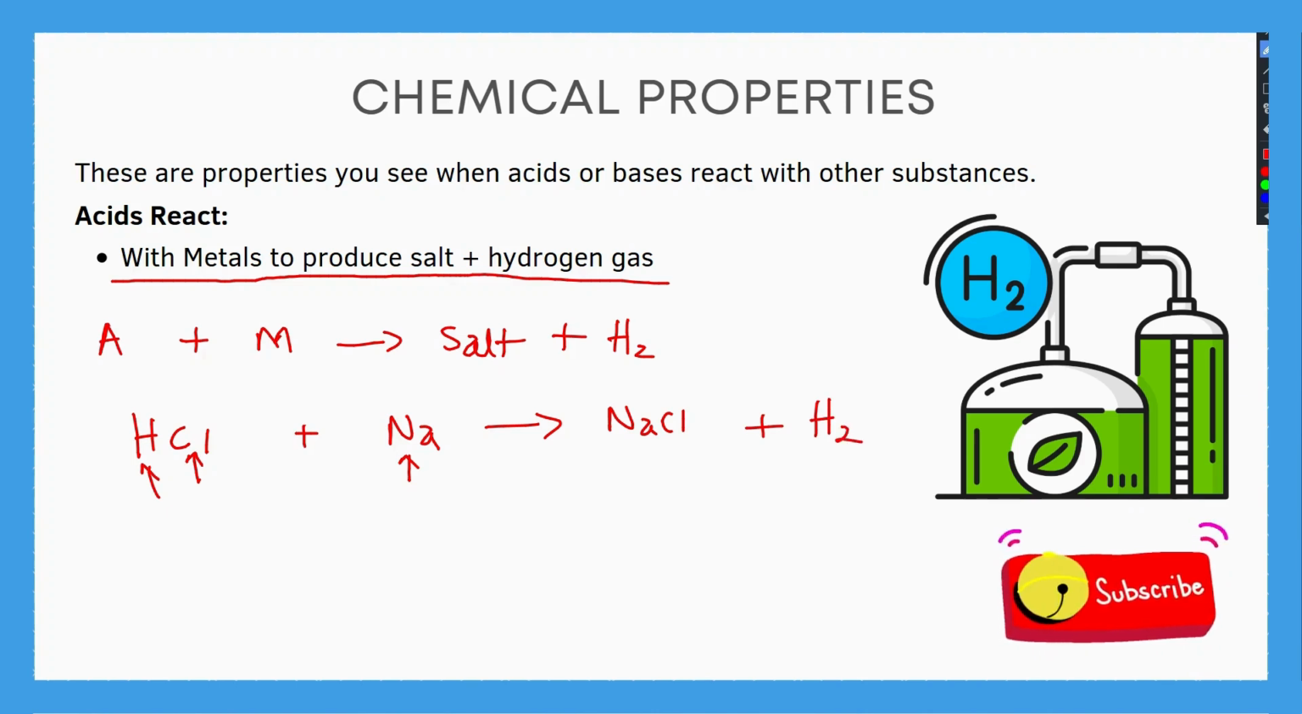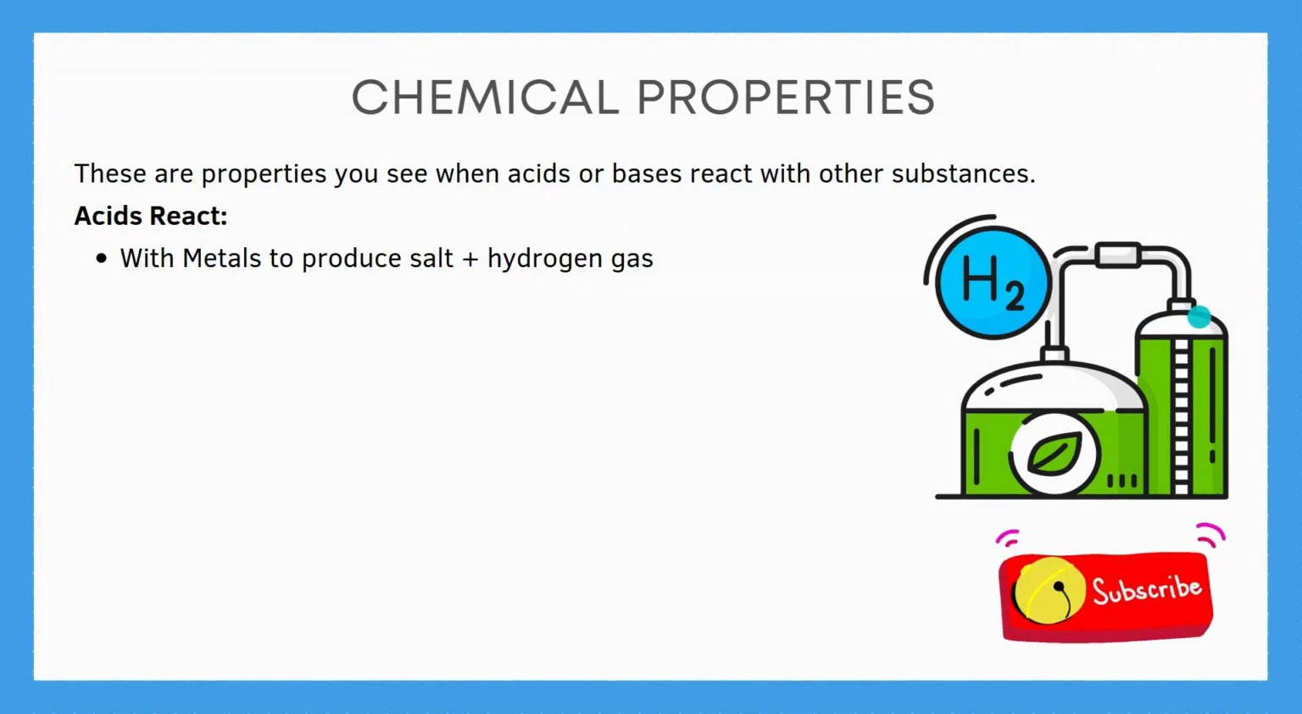Let me balance this equation real quickly. We have 2 over here, and over here we also have 2, and then we have 2 over here. So basically what we're saying is when acids react with metals, they produce salt and hydrogen gas. This is one of the ways through which hydrogen gas is produced on a large scale in industries: they react acids with metals to liberate hydrogen gas. So that's one chemical property of an acid.